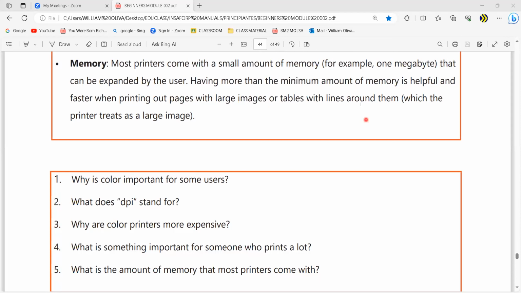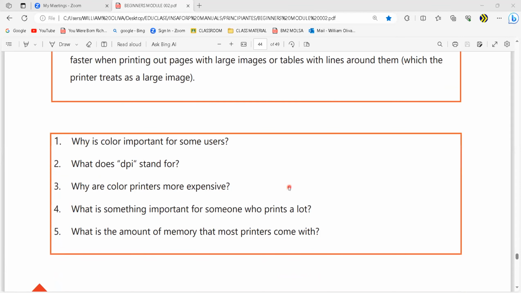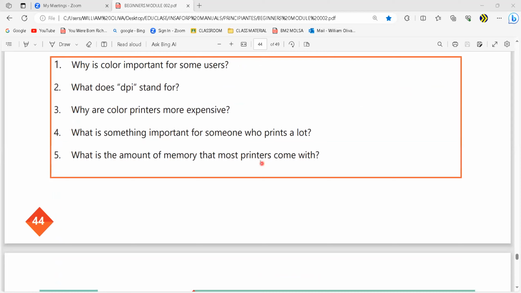We have some questions right here. If you have the answer, great. If you don't, it's okay. Question number 1. Why is color important for some users? Any answer? Do you remember anything?